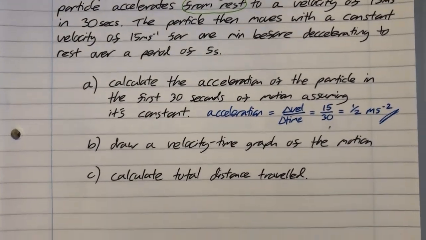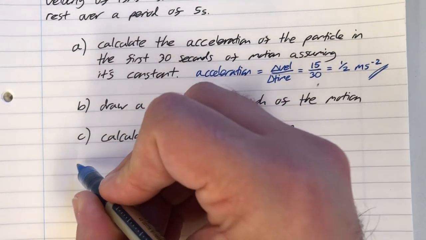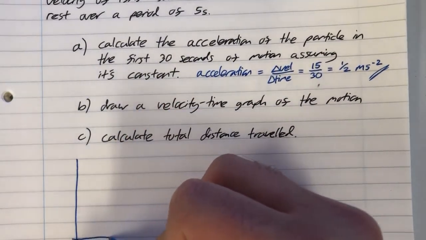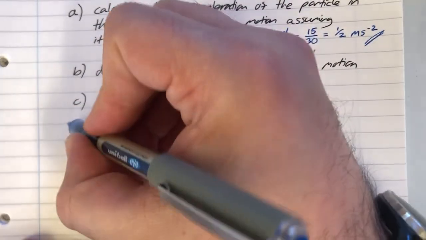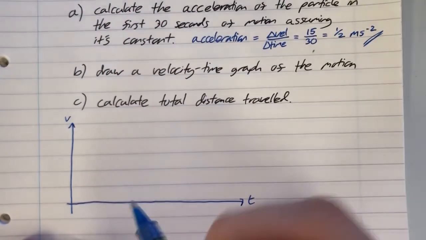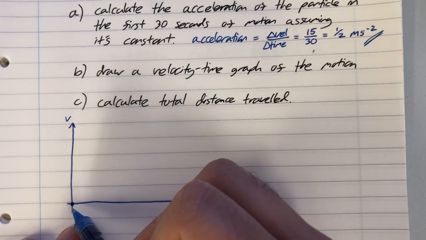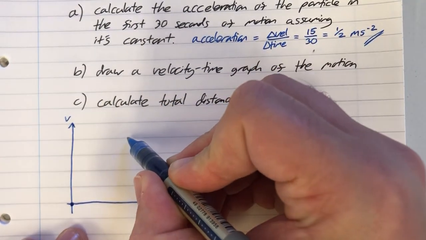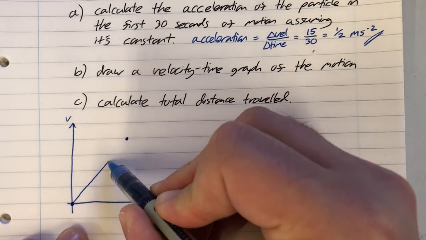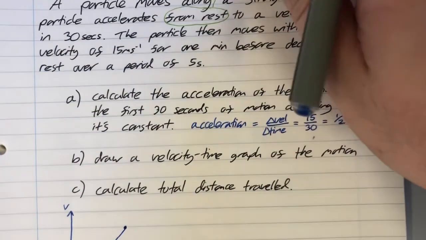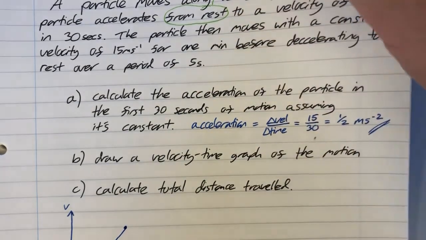Part B then is to draw a velocity time graph of this motion. So that's the whole motion now, not just the acceleration part. But we know that this motion starts from rest, so when t is 0, v is 0, so it's going to start down here. And then in 30 seconds, it's going to be travelling at 15 meters per second. So let's call it that point there. That's a straight line between them because we are assuming constant acceleration.